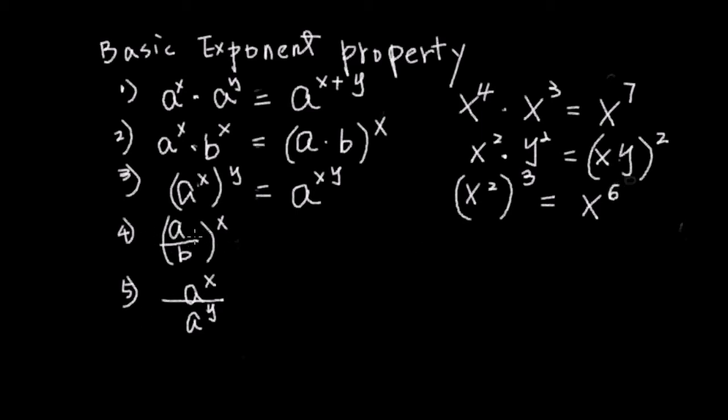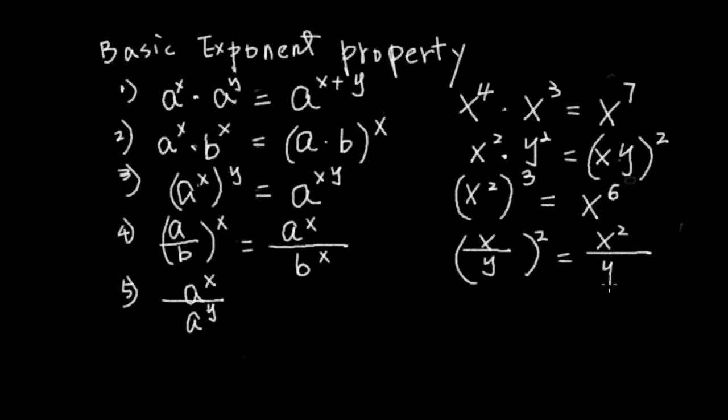The fourth type would be a over b, in parentheses, to the x power. We just go ahead and do a to the x power, and then over b also to the x power. I'll give you another example: x over y to the square. So we just separate them into the numerator x squared over the denominator y squared.